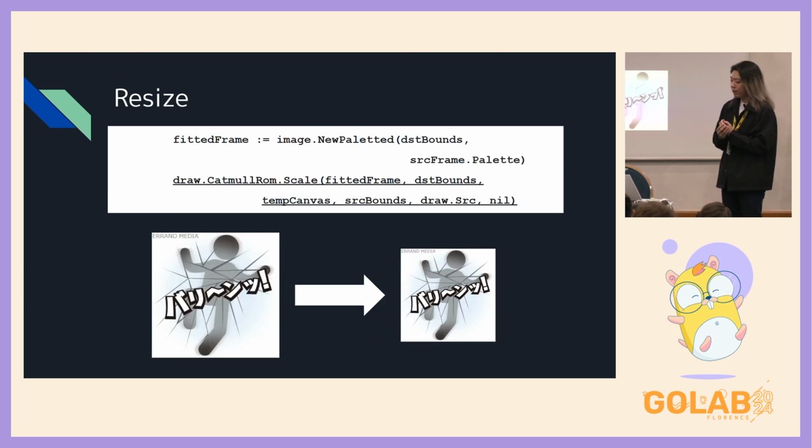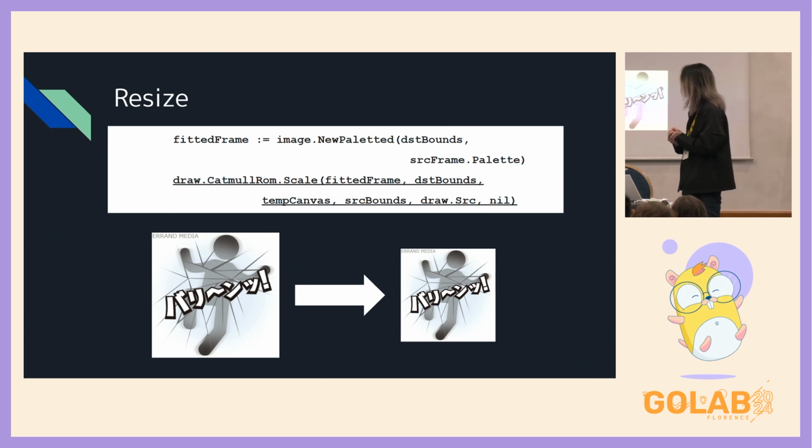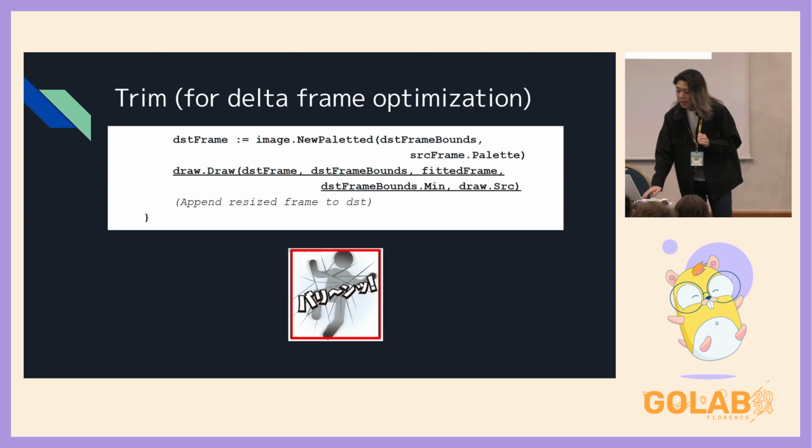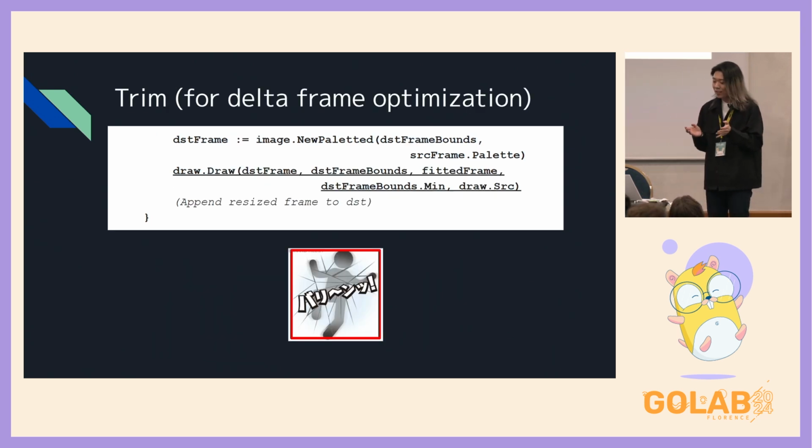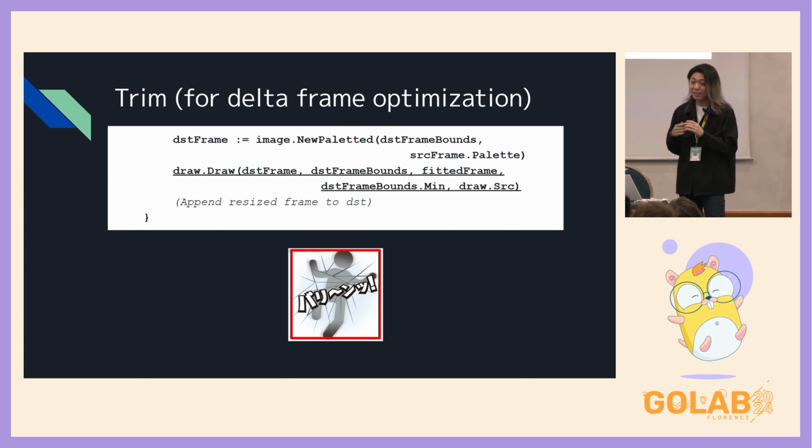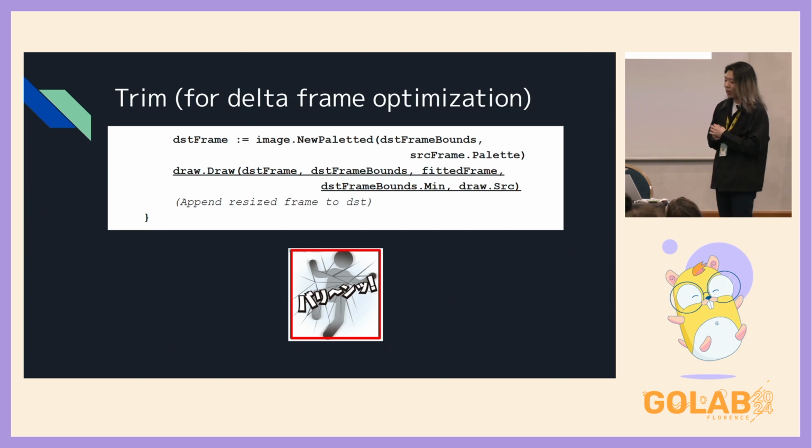After piling up frames with the draw function, we resize the current canvas just like we did before. And finally, we need to trim the frame to account for the delta frame optimization we saw before. Using the draw function again, we pass the calculated destination frame size, which ensures that only the relevant part of the frame is included in the final image. Finally, after trimming and resizing, we append the resized and trimmed frames to the destination GIF.